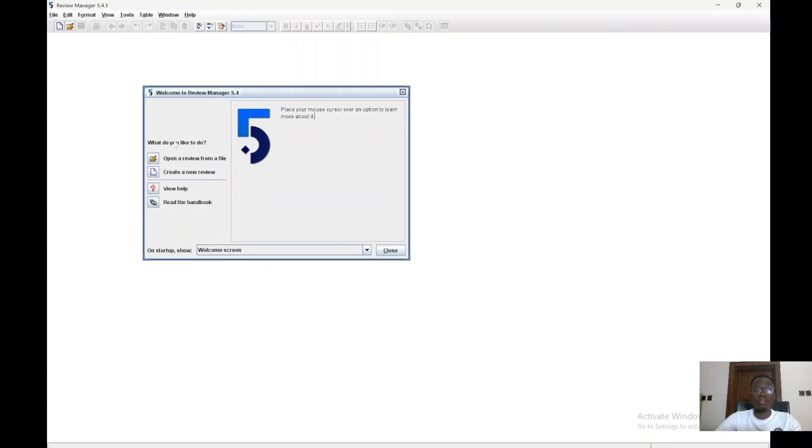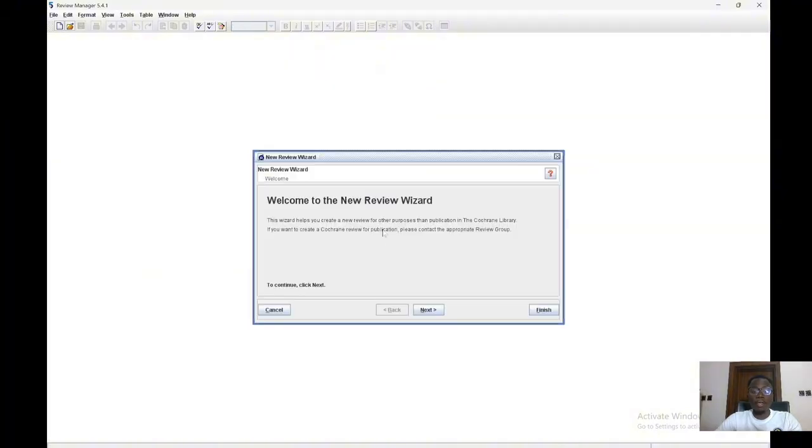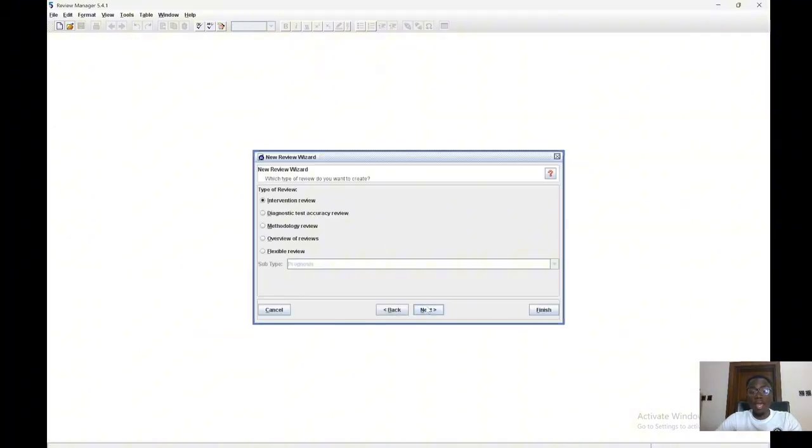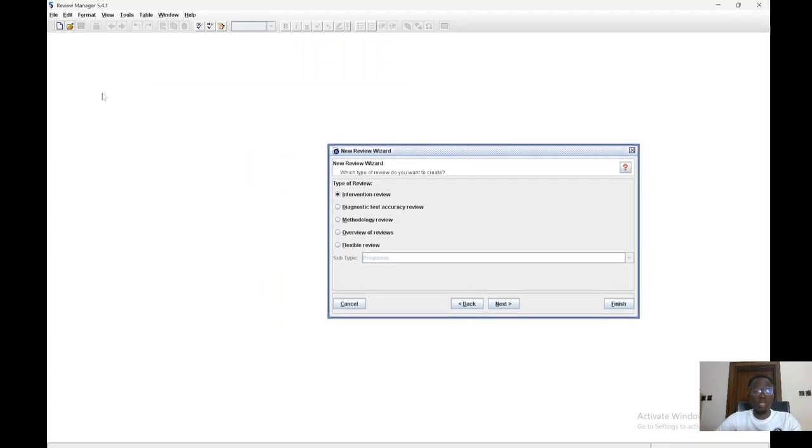Now, this is the interface of the Review Manager software. Right here, this is just a welcome screen. It doesn't really show anything, and you can create a new review by clicking here, and then you go to next. Then you might choose the type of review. But before I go there, I want to explain what the dashboard is all about.